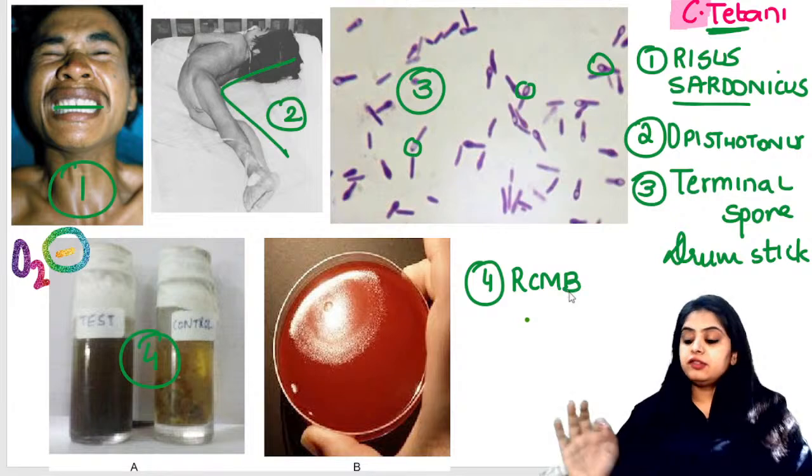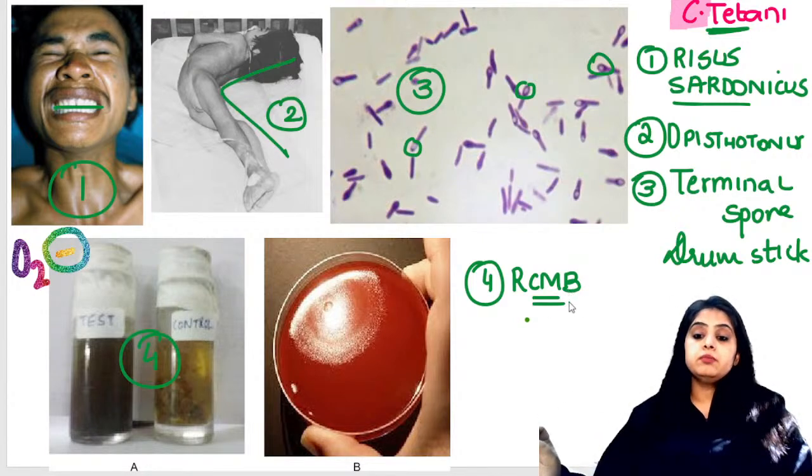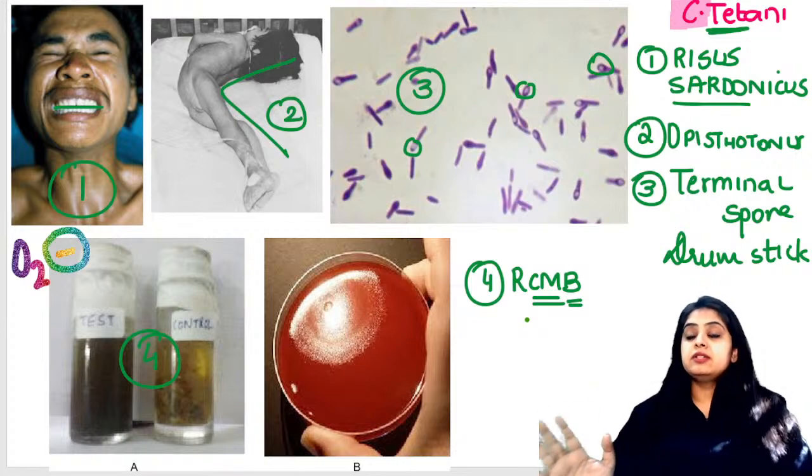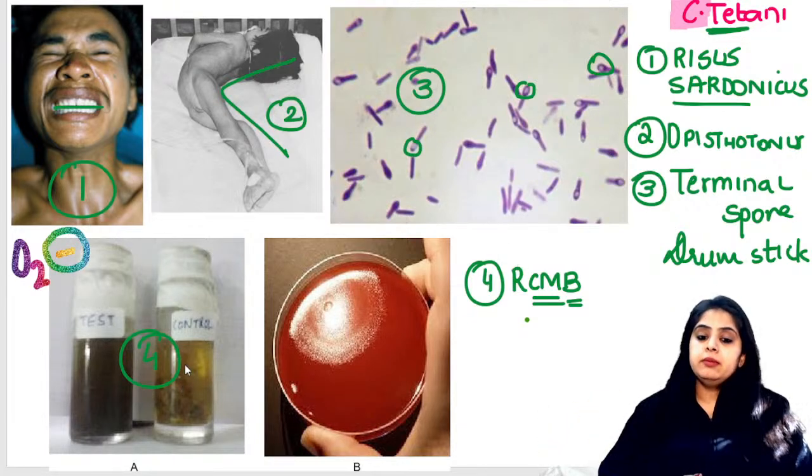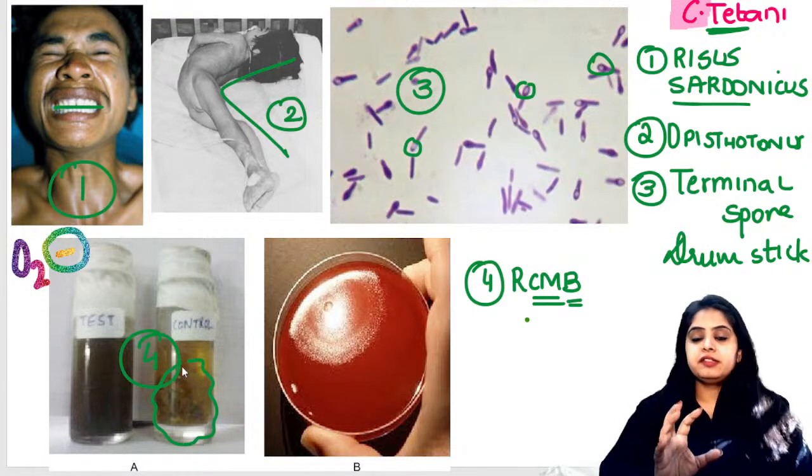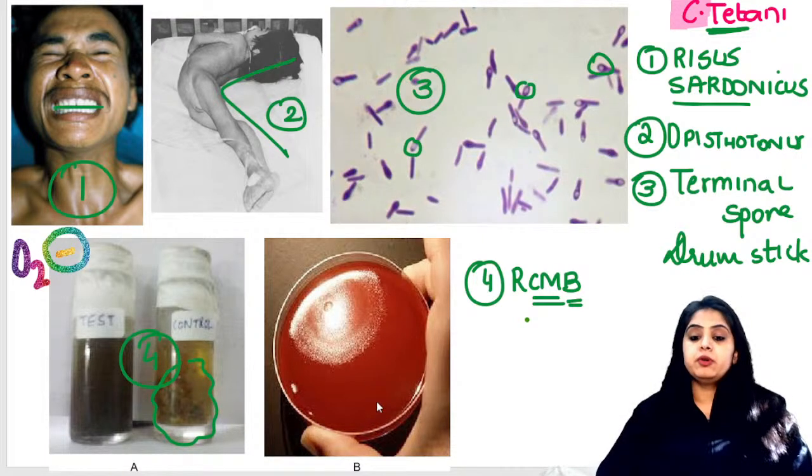Whenever you are not wanting any oxygen, image number 4, you use Robertson's cooked meat broth. Cooked meat broth means this will be anaerobic. There is not going to be any element of oxygen involved. In any anaerobic situation, you will see the meat pieces in the broth. Robertson's cooked meat broth. And finally, image number 5.